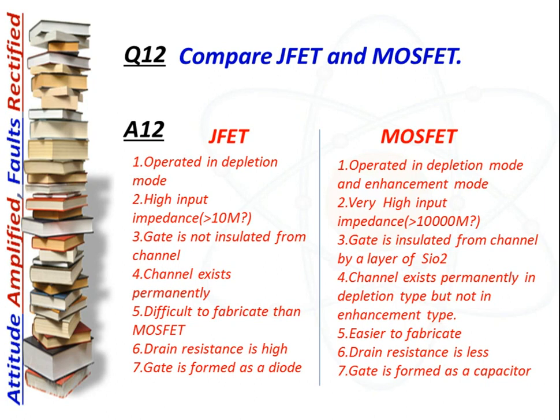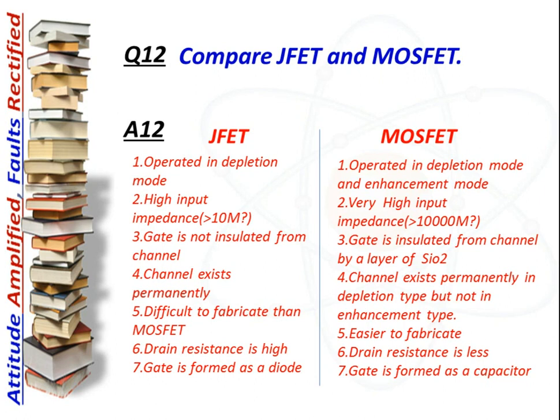In JFET, gate is not insulated from channel. In MOSFET, gate is insulated from channel by a layer of SiO2. In JFET, channel exists permanently. In MOSFET, channel exists permanently in depletion type but not in enhancement type. JFET is difficult to fabricate compared to MOSFET. MOSFET is easier to fabricate.